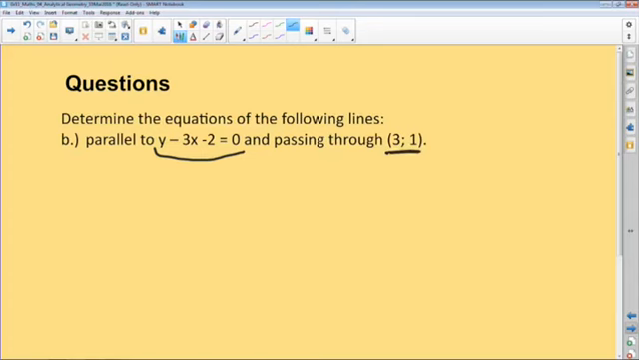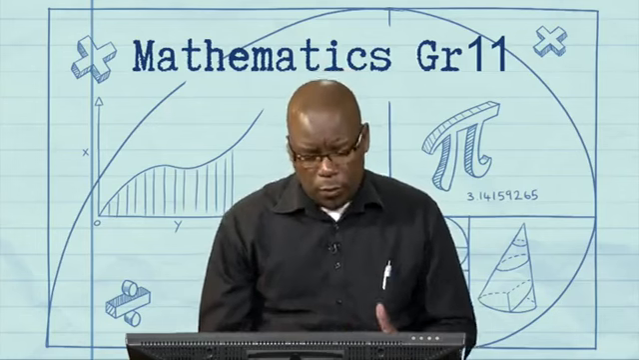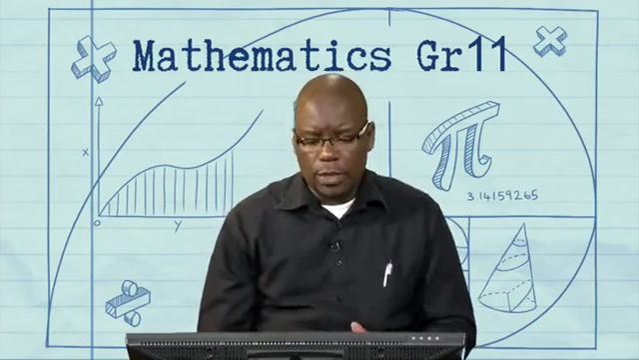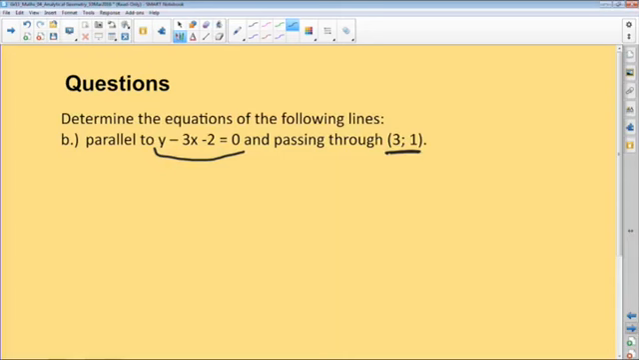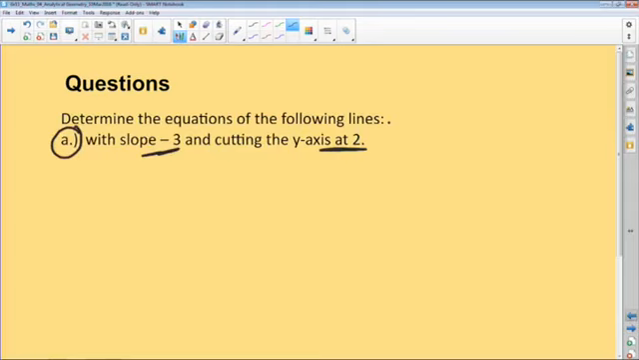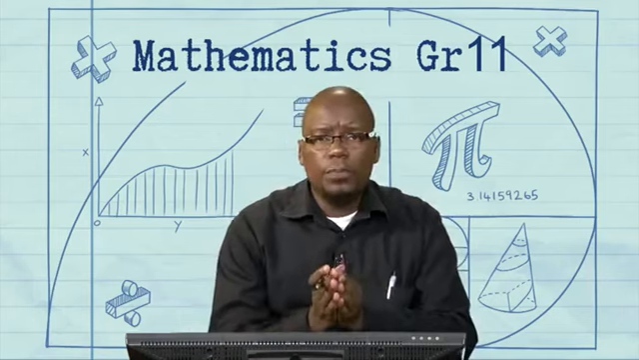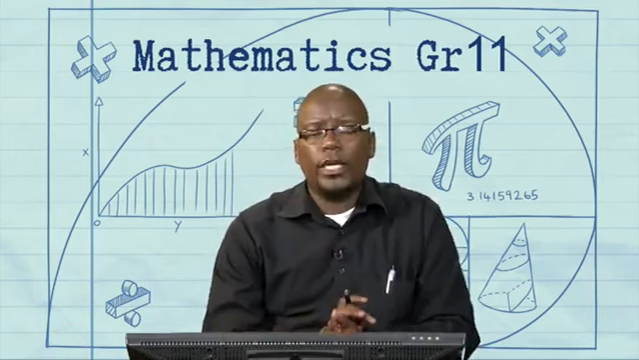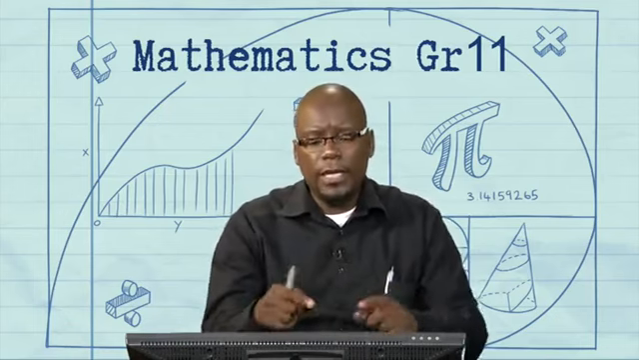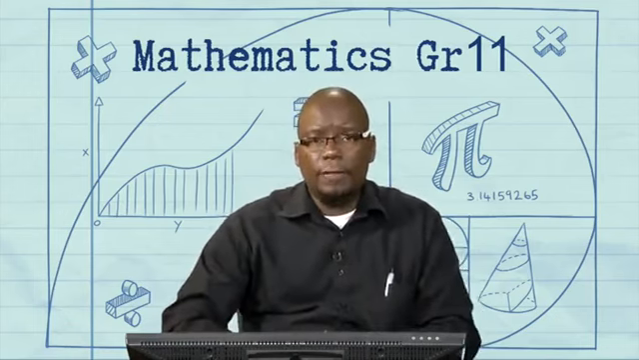I want you to work a little bit fast because this is an easy section that we're doing. So you've got y minus 3x minus 2 equals to 0, and passing through 3 and 1. So take that question down. And then you also have this one with a slope of minus 3 and cutting the y-axis at 2. So I'm giving you 2 minutes again, guys. You work on these two problems, and then we can work together as well. Work with your partner, and then let's get back in after 2 minutes.